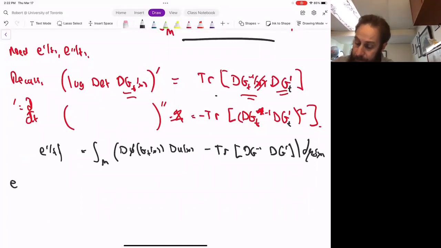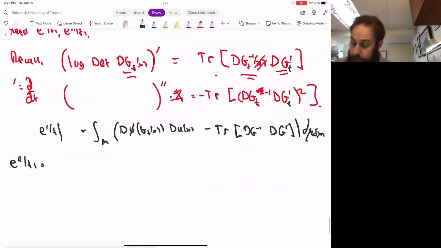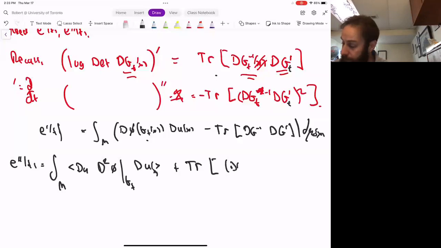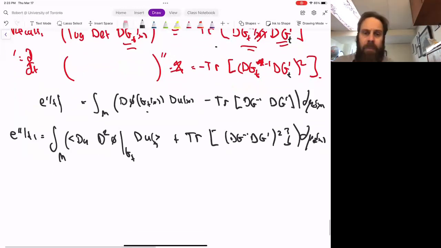And when I take a second derivative, there's only one t dependence here, so I'm going to get the Hessian d2 phi evaluated at g_t, du evaluated at x, and minus this thing here, which becomes plus. And all of that gets integrated with respect to mu naught. And now there's a nice trick: when you're looking along some geodesic and you want to differentiate with respect to t, that's equivalent to looking along a shorter geodesic and differentiating with respect to t at zero, because these geodesics are affine reparametrizations of each other.